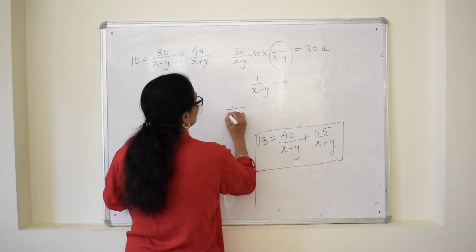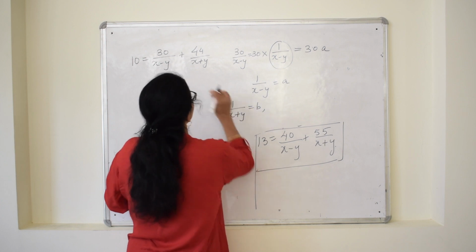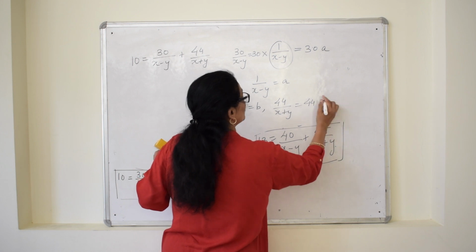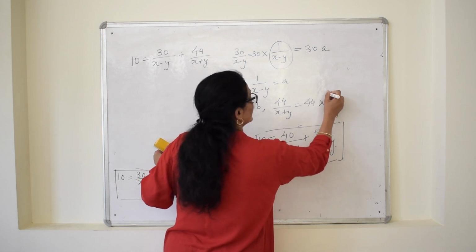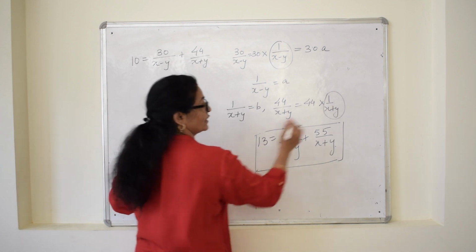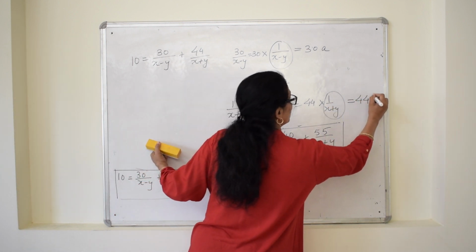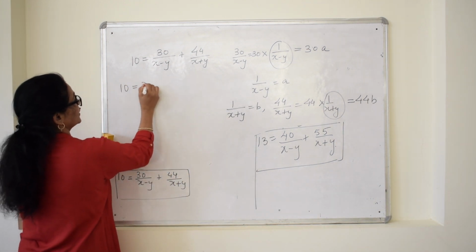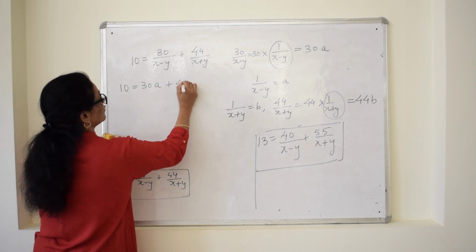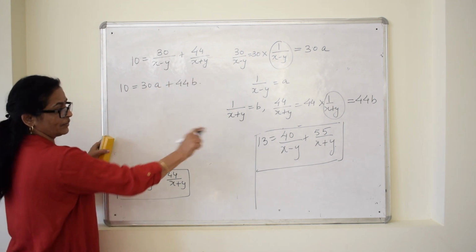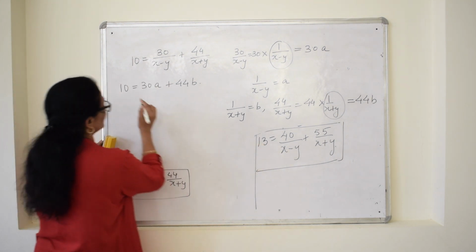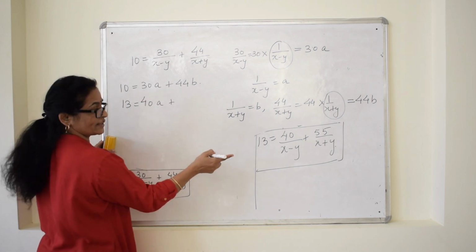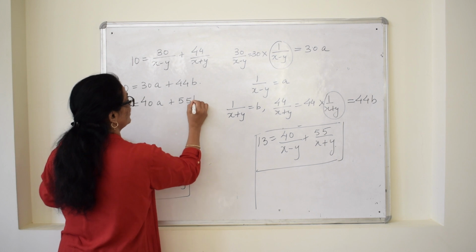Similarly, if we assume 1 upon x plus y as b, then 44 by x plus y will be 44 into 1 upon x plus y. And this 1 upon x plus y is what? b. So this will be 44b. So what is our equation now? 10 is equal to 30a plus 44b. On the same basis, what can we do? 13 is equal to 40a, assumption is same, plus 55b.